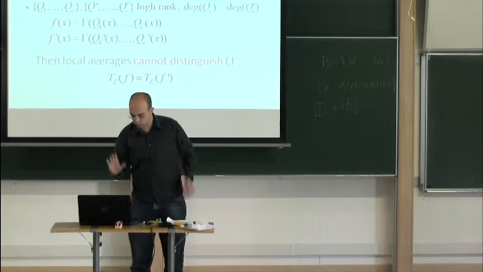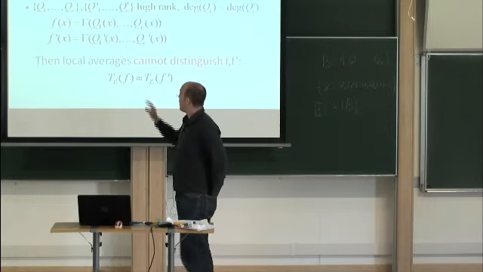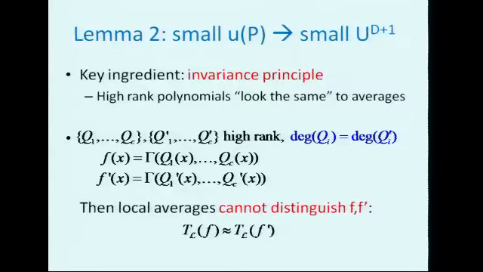So just to put it more formally, if you take any two collections of polynomials of some degree, both collections of high rank, so they look random enough, and I force the degrees of Q1 and Q1 prime to be the same, Q2 and Q2 prime to be the same, and so on. So just the degrees are the same.